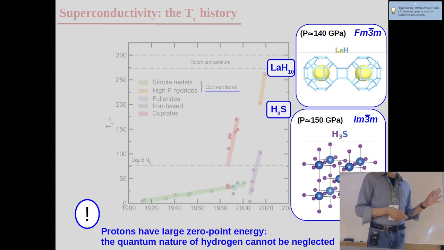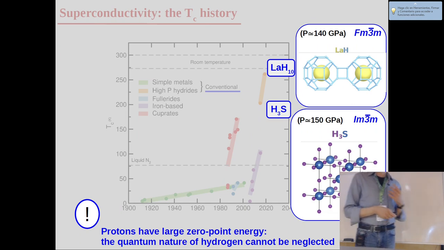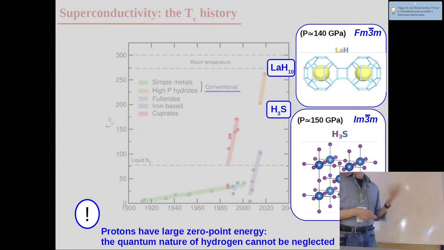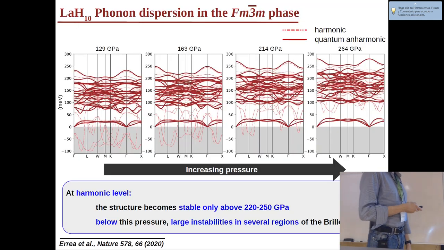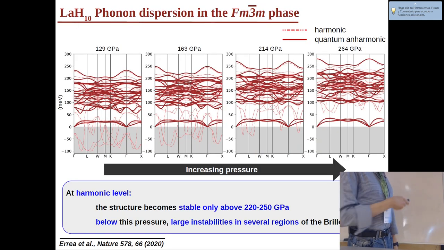Since in this system we have a lot of protons, and protons are light in general, quantum effects are very important, because protons are really quantum particles. You cannot just discard quantum effects. And therefore, using SCHA to describe the system is a very good case.